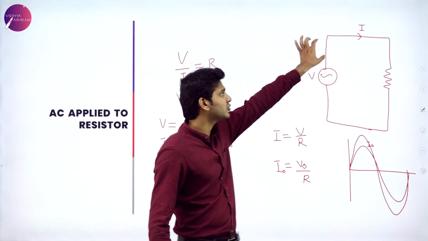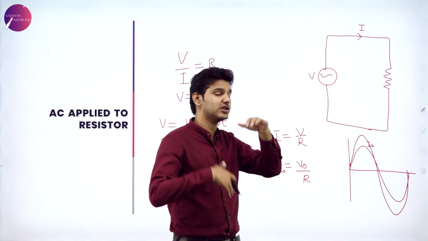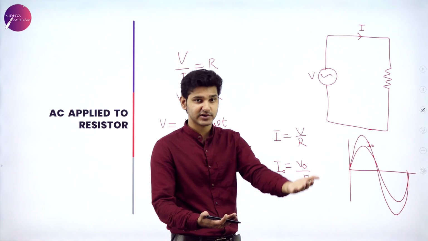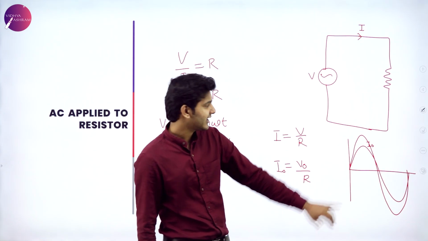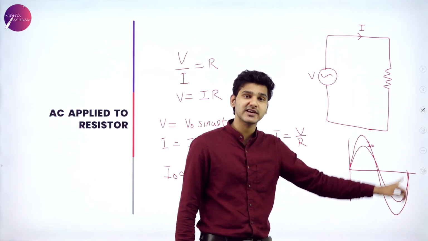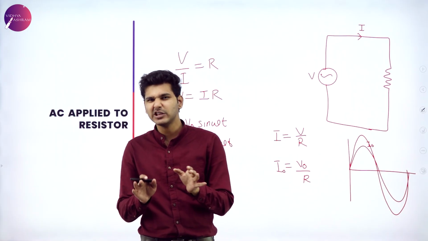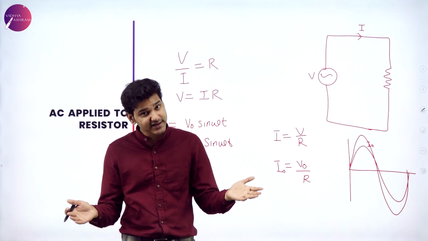So if voltage is going through here, current is going along with that. There is no lag. There is no current going faster or voltage being followed. Both of them are in phase with each other. You don't believe me? You feel confused? Don't worry. That is why we have the phasor diagram.